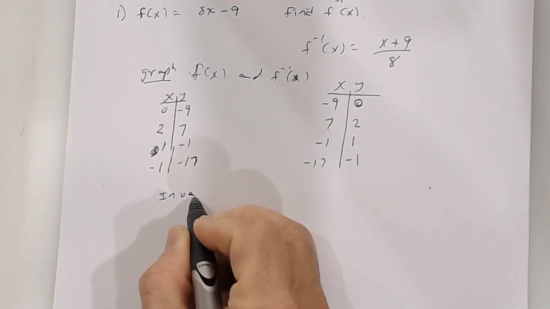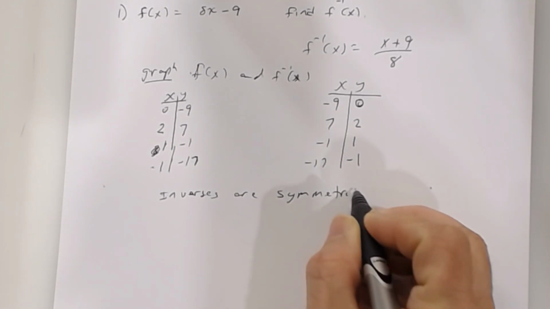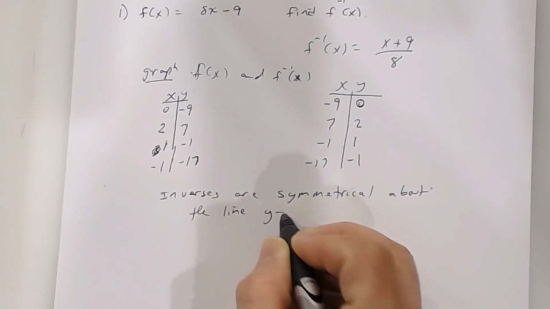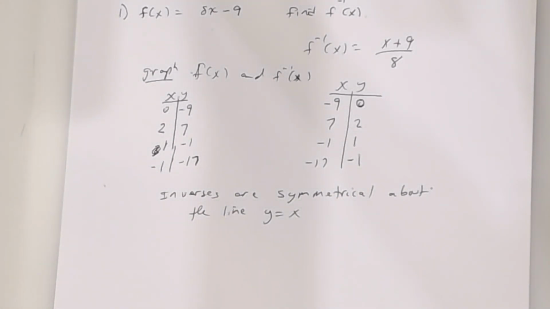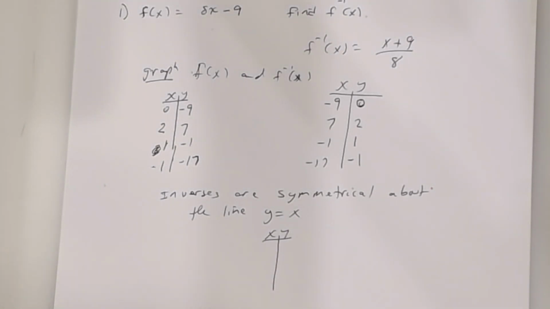All right, so inverses are symmetrical about the line y equals x. All right, now remember, if I graph y equals x, and if I think about this in terms of a t-table, that means that the x and the y coordinates have to be what? Equal. So if x is 2, what's y? 2. If x is 3, what's y? 3. If x is -1, what's y? -1, and so on. Because that's what y equal x says. Y and x have to be equal to each other.